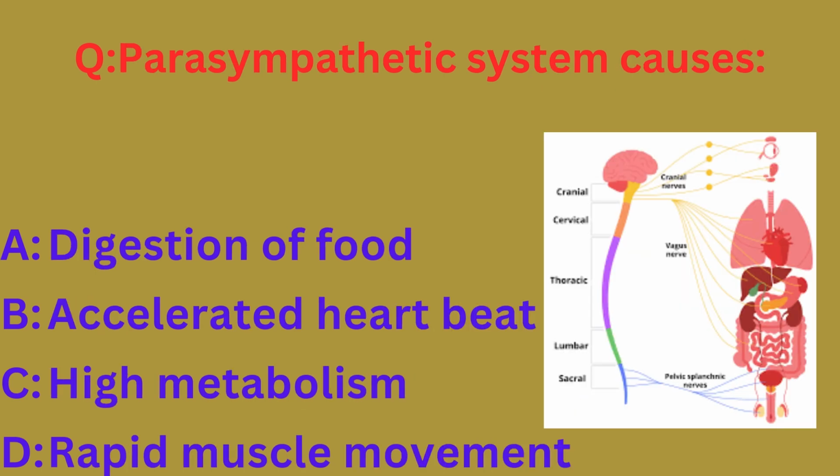Parasympathetic system causes A. Digestion of food. B. Accelerated heartbeat. C. High metabolism. D. Rapid muscle movement. So, the correct answer is digestion of food.